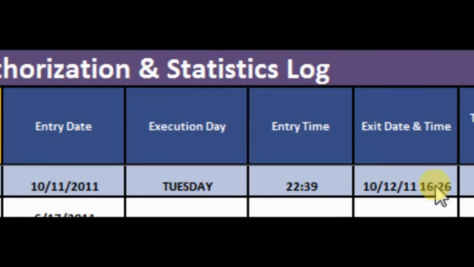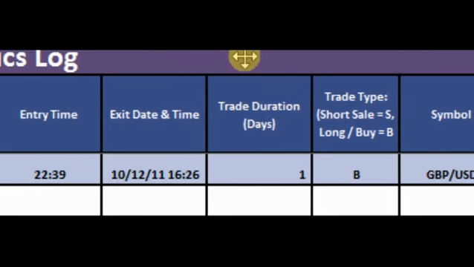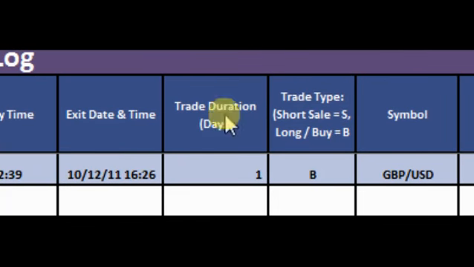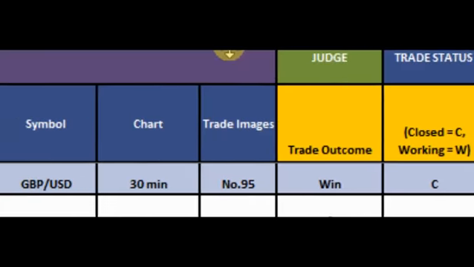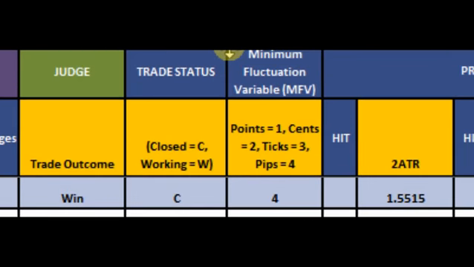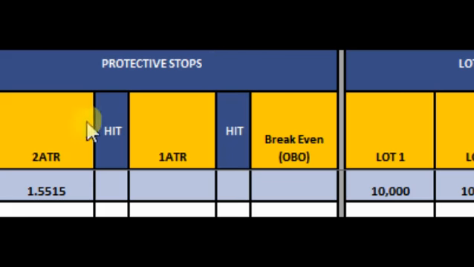So you see, this trade took place, I executed it on October 11th, about 5 days ago, last week, I think on Tuesday. Yep, Tuesday. I entered at 10:39 p.m., so that was during the Asian session, and I achieved all three targets the following day. So this trade took only a day to complete. It was a win. It did hold a 2 ATR stop loss based on the average true range of the market.